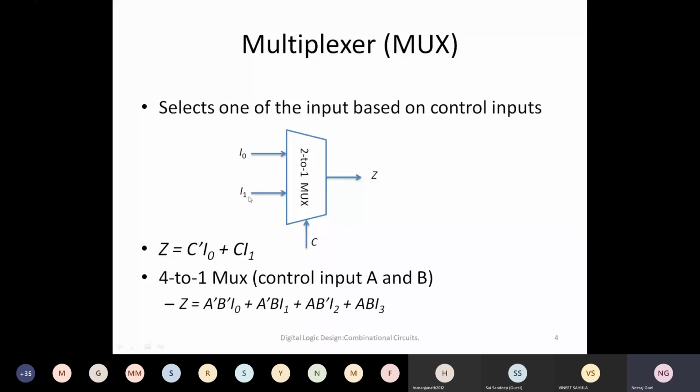Similarly, if I need to design a 4:1 multiplexer, the number of control inputs would be 2. Let's say A and B are the control inputs, then Z is equal to A bar B bar I0 plus A bar B I1 plus A B bar I2 plus A B I3. In this way, we can keep on designing any bigger multiplexer. In this lecture, the focus is not on designing multiplexers, but on how these multiplexers can be utilized.